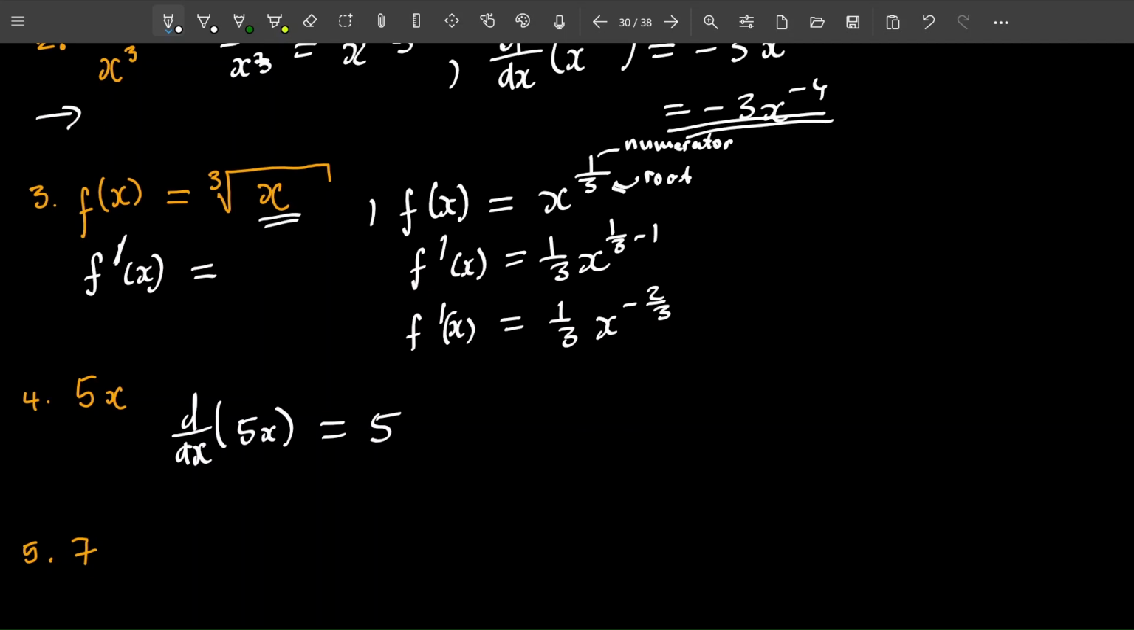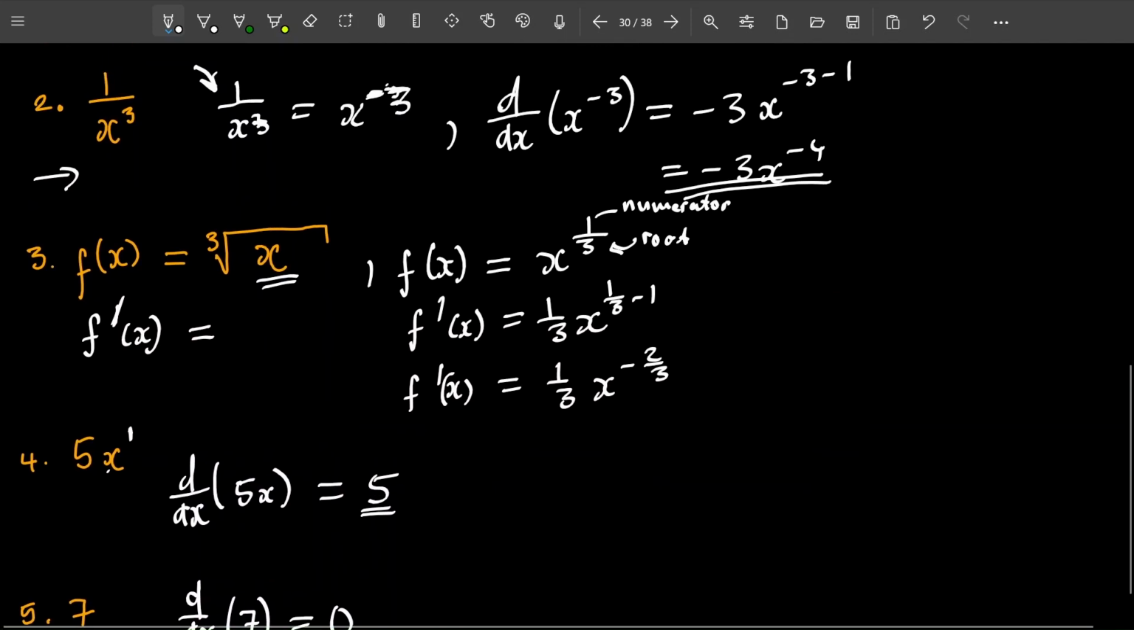Okay? Because in here, x is like saying x to the power of 1. So if I use the chain rule, I'll say 1 times 5, I get 5. Then x is now to the power of 1 minus 1, which is 0, so x goes. Then the derivative of a number, d dx of 7, is just 0. The derivative of any constant, any number, is 0. So we are done. This is going to be the first 5 examples.